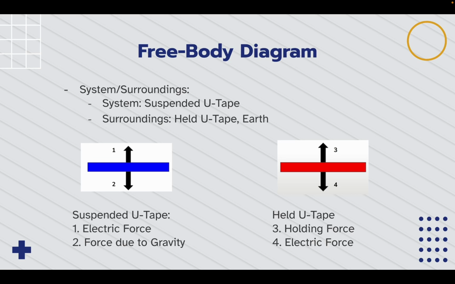Here's a free body diagram of the interaction between the held U-tape and the suspended U-tape. The system includes a suspended U-tape and the surroundings are a held U-tape and Earth. For the suspended tape to float, it must be in equilibrium, thus the net force is 0. Thus, the force of gravity will be equal to the electric force.